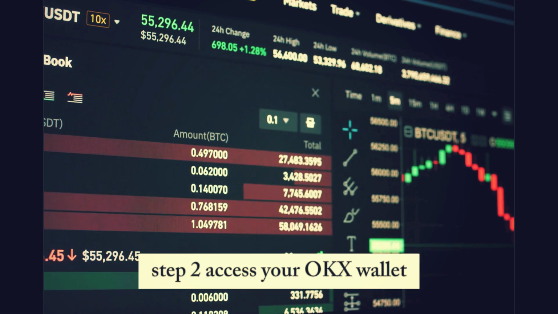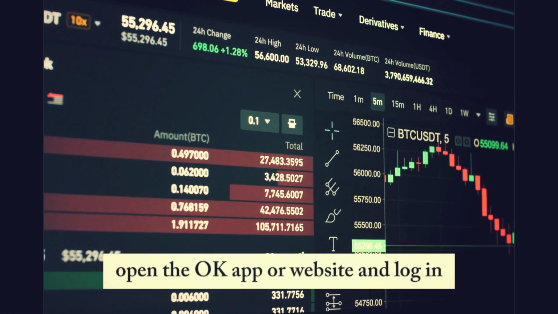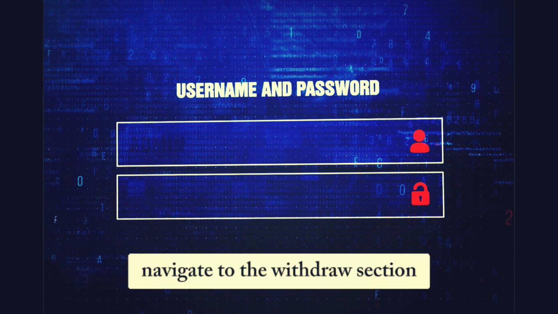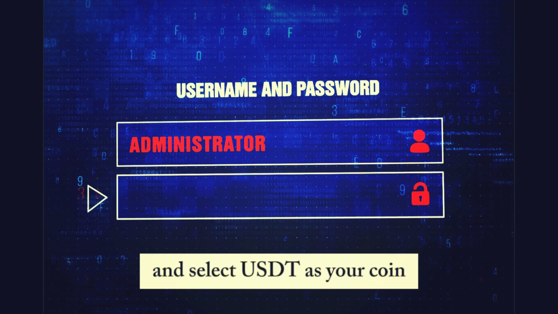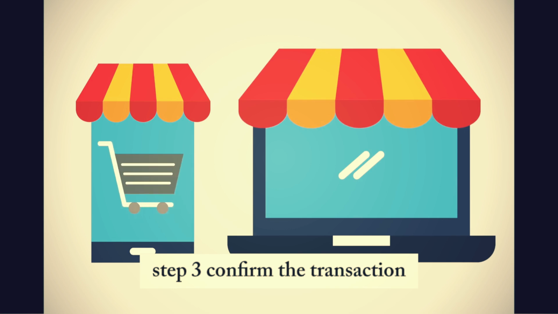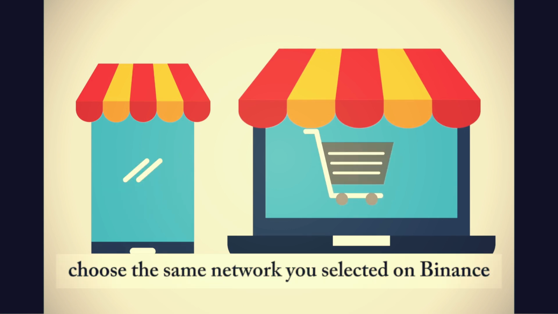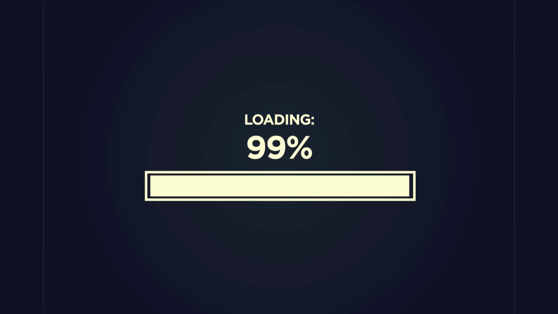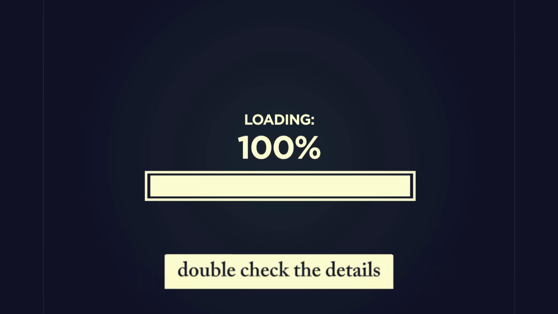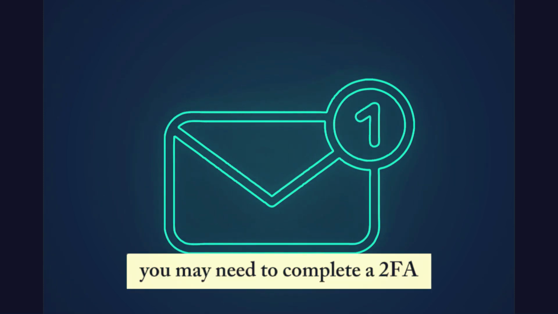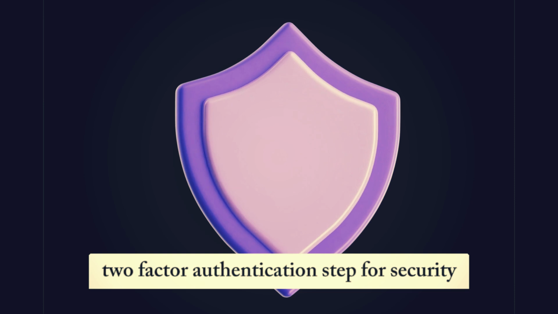Step 2. Access your OKX wallet. Open the OKX app or website and log in. Navigate to the Withdraw section and select USDT as your coin. Paste the Binance deposit address you copied earlier. Step 3. Confirm the transaction. Choose the same network you selected on Binance, e.g. TRC20 or ERC20. Enter the amount you want to transfer. Double-check the details and then confirm the transaction. You may need to complete a 2FA, two-factor authentication step for security.